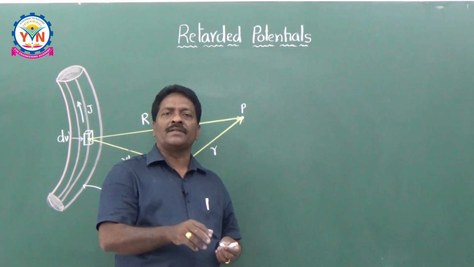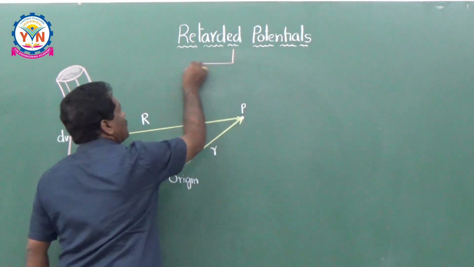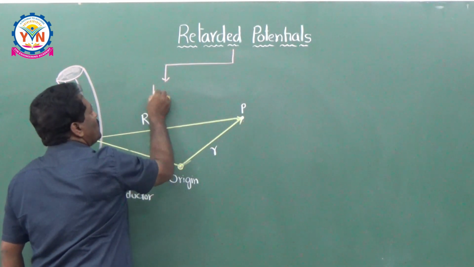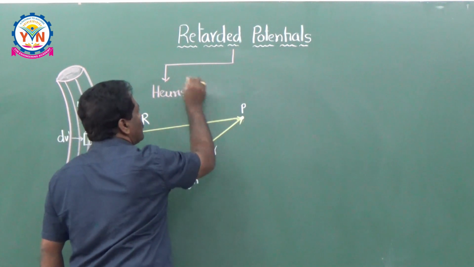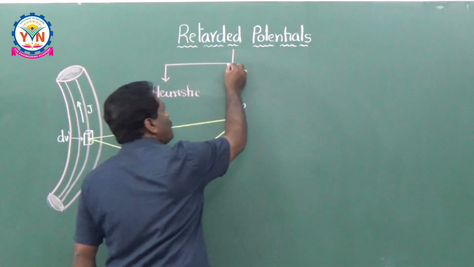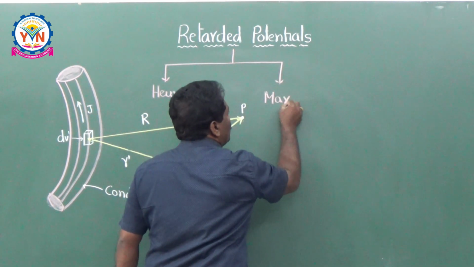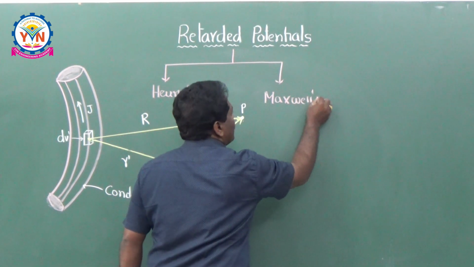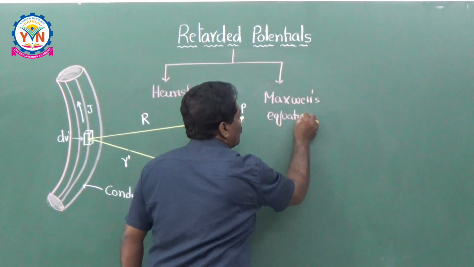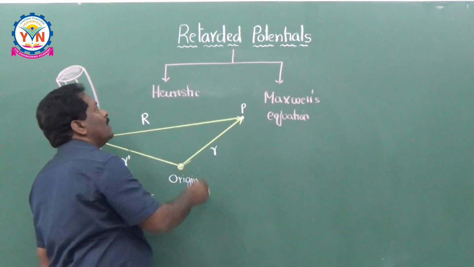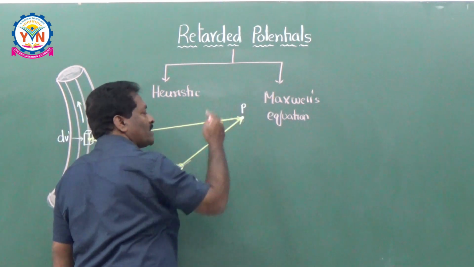For estimating the potentials, there are two types of approaches. One is the heuristic approach. Heuristic approach means logical approach. Logically, you have to write down the equations. And the other approach is Maxwell's approach. In this approach, we have to use Maxwell's equations for estimating the potentials. So let me tell about the heuristic approach first, then we can go for the Maxwell's equations approach.